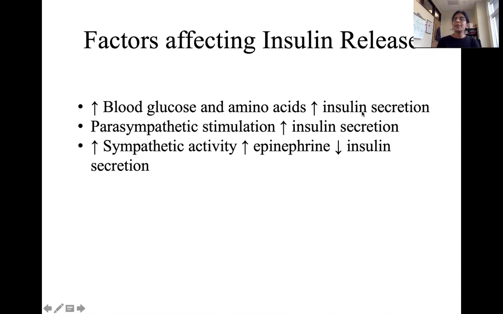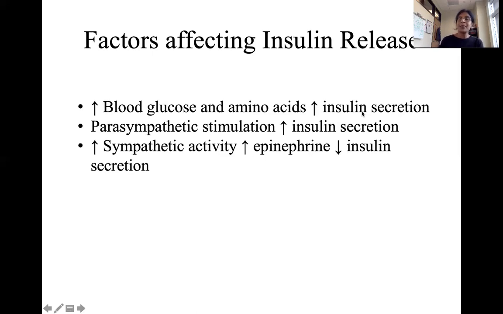Okay, now yet another factor that could release insulin is activation of the parasympathetic system. Think about it like this: eating, or even thinking about food, can activate the parasympathetic division, and that would then trigger the release of insulin, basically preparing the body for the arrival of nutrients.